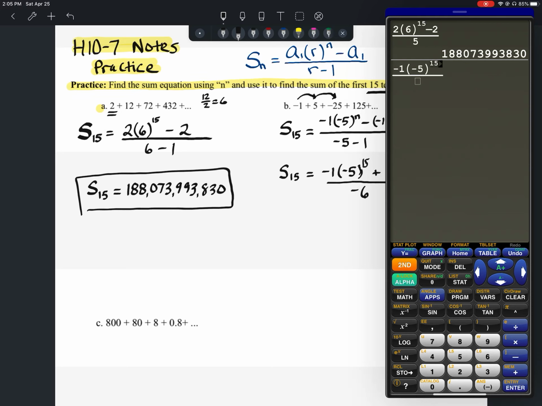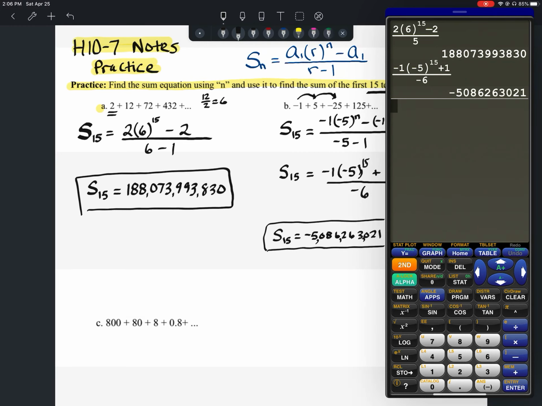We have this to the 15th power, and then we just said it would be like +1, and the whole thing would be over -6. So we hit our answer there, and it looks like our sum is going to be -5,086,263,021. Big number. Actually, really small number, because it's negative, but you know what I mean.